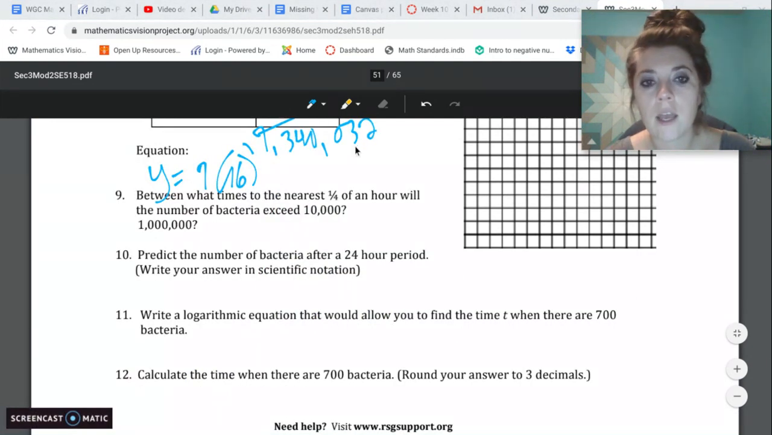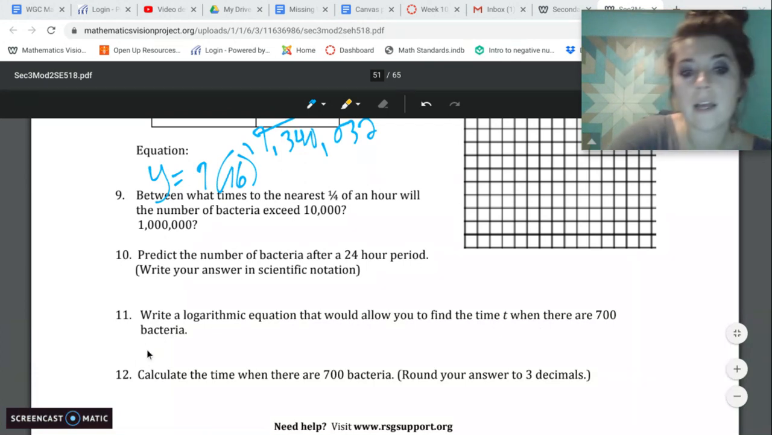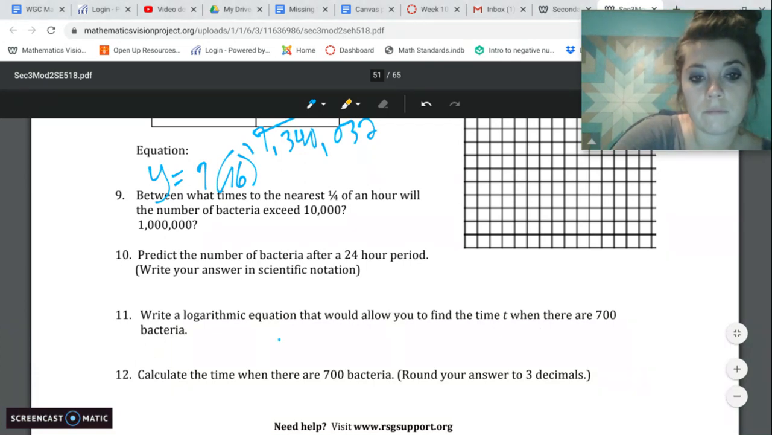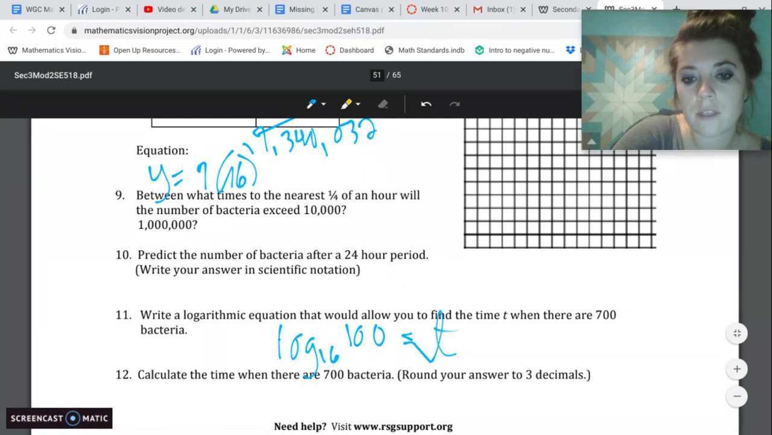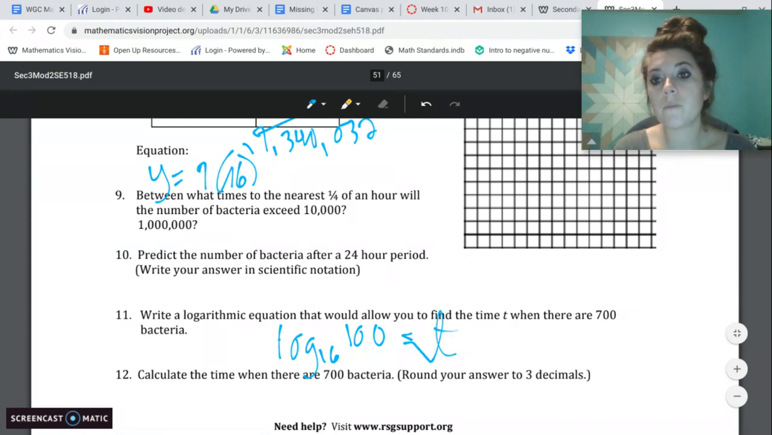Numbers 9 and 10, you'll use the equation and or the graph to help you answer these. For 11, write a logarithmic equation that would allow you to find the time t when there are 700 bacteria. So maybe if this is right, log base 16 of 100 equals t. So we use the base of 16 because that's what we're multiplying by each time.